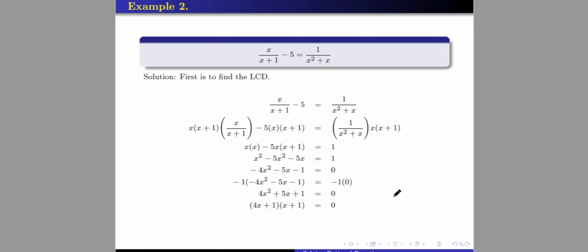This implies that 4x plus 1 is equal to 0 or x plus 1 is equal to 0. Then solve for x. So x is equal to negative 1/4, and on the other hand, x is also negative 1. Again, we need to check both of these values, whether they are really a solution or not.